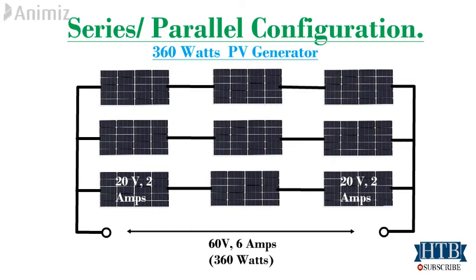In this design, I have assumed each panel to be 40 watts, that is 2 amps at 20 volts. Here I have connected 3 rungs in parallel, for which each rung has 3 panels in series. This gives me a 360 watt system.